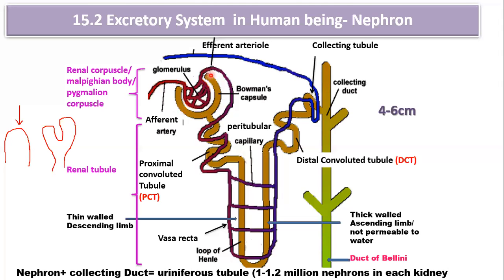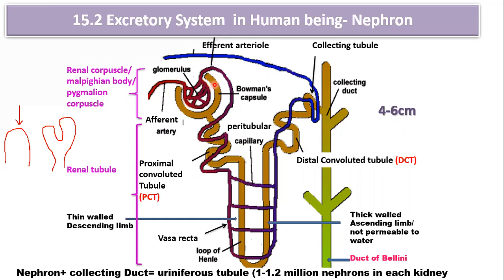If you see that cup-like structure, it has two layers. You can see the inner layer, which is very close to the glomerulus, is known as the visceral layer. And the outer layer is called the parietal layer. So the Bowman's capsule is further characterized by the presence of two layers, the inner layer and the outer layer. So this is a complex structure having a double wall. The inner wall is made up of squamous epithelium.